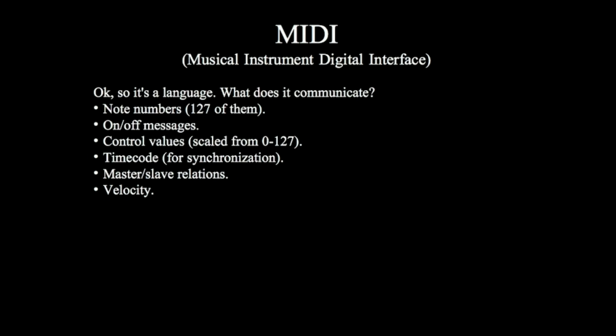We also have control values, which are also scaled from 0 to 127. Control values would be like the knobs on the electronic keyboard that you have. As you turn the volume up, you are going from all the way to the left to all the way to the right. That is scaled in MIDI language to values between 0 and 127.